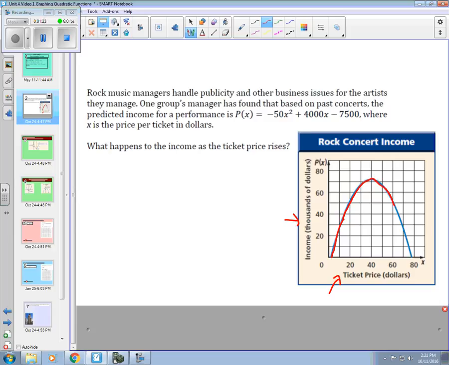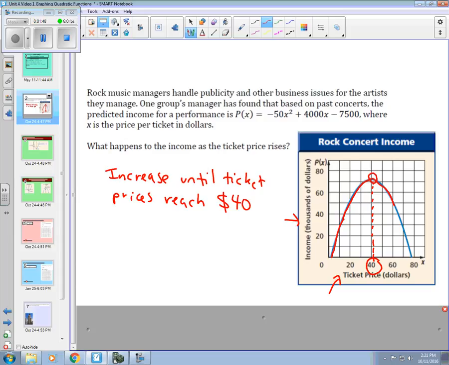So in this one, we would say it increases until ticket prices reach, if we look at the graph over there, we can see here's where it gets to the top. Looks like at $40, that's where it reaches the top. We call that point a maximum.